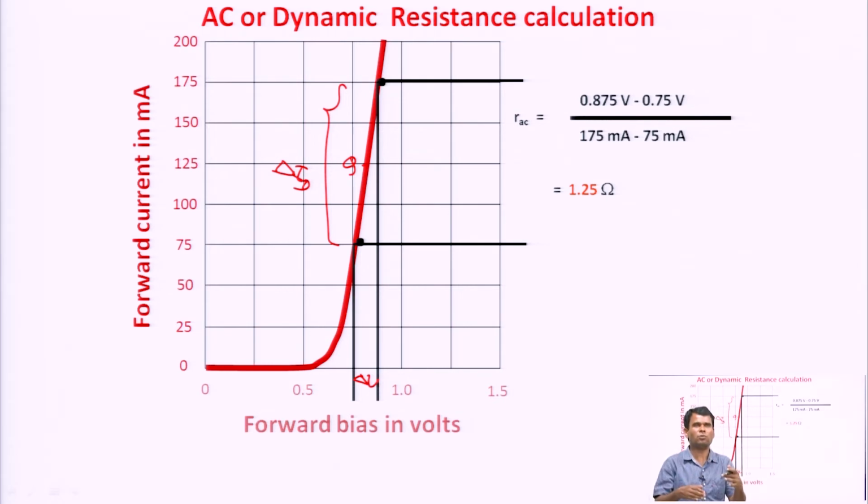If we want to calculate the AC resistance in reverse bias, we can easily calculate it by taking 2 points. Then the resistance will be very high. Why will it be very high? Because the current will be in the order of nanoampere or microampere. So, we can easily calculate the AC resistance here also.